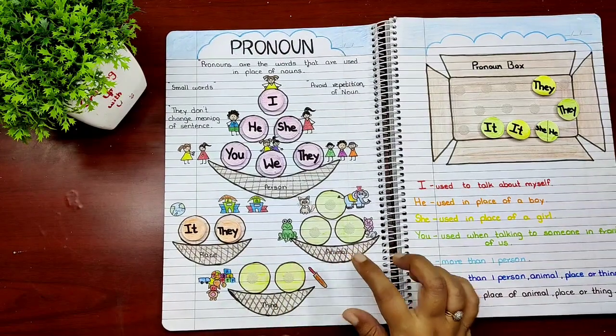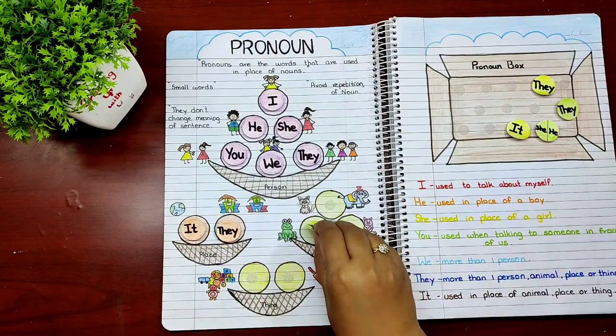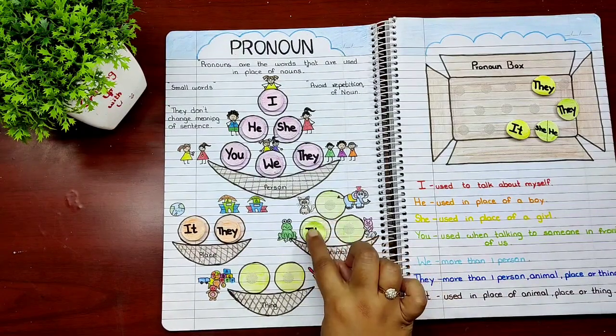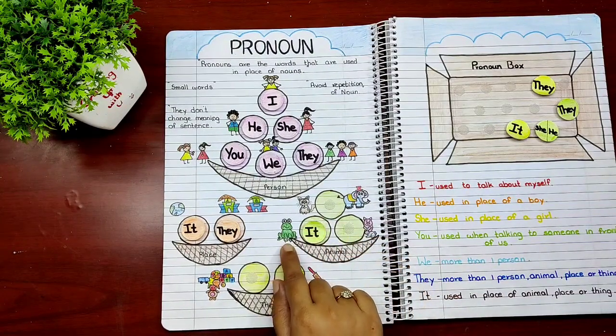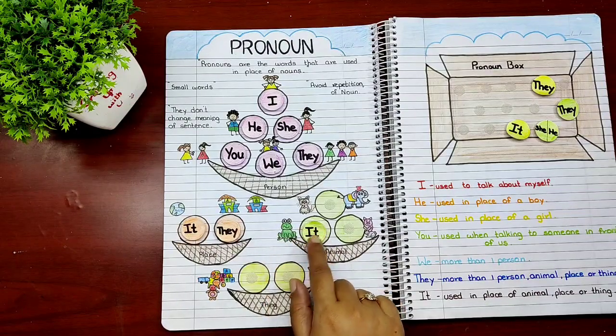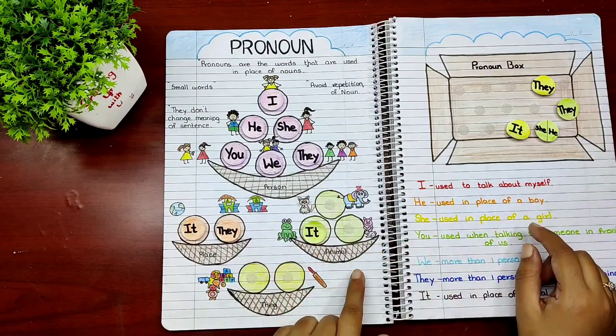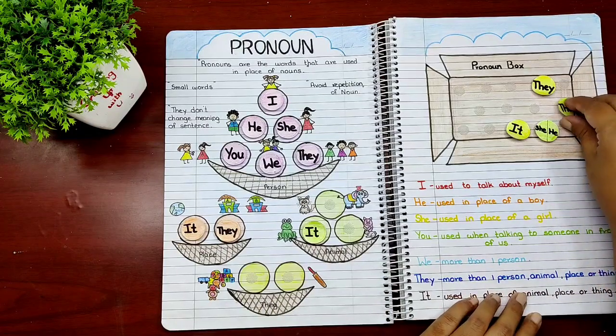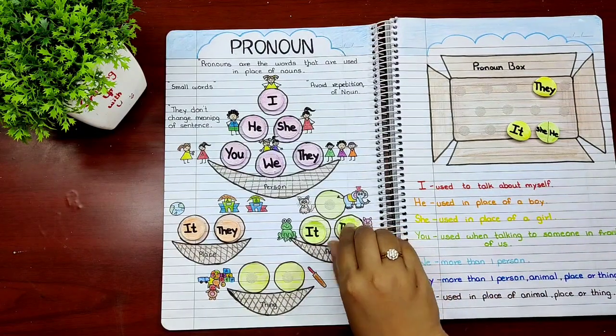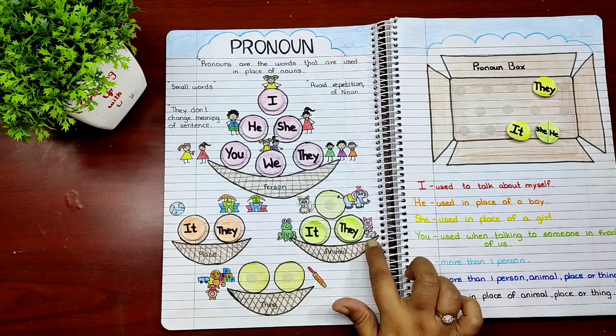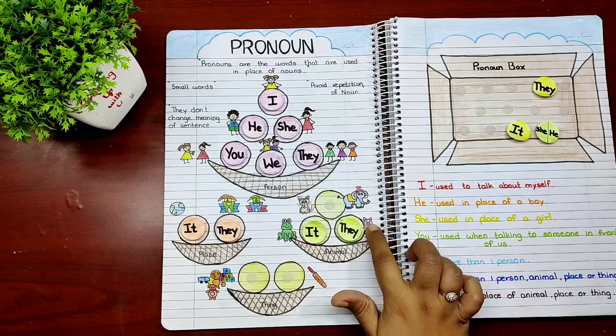Then after this comes the animal category. If there is only one animal, we will use it, like the frog is green, the frog is cute. Instead of that, the frog is green and it is cute. And when there is more than one animal, we are going to use the pronoun they. So here I have taken the example of the rabbit and a pig.